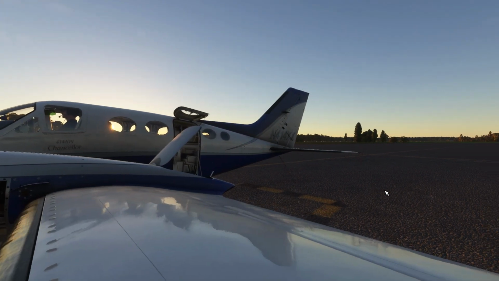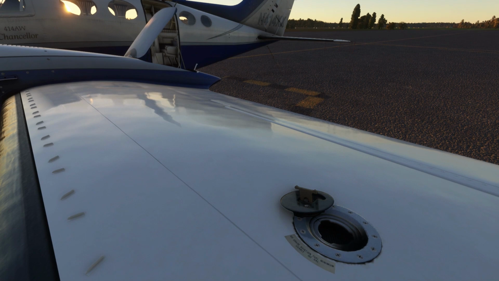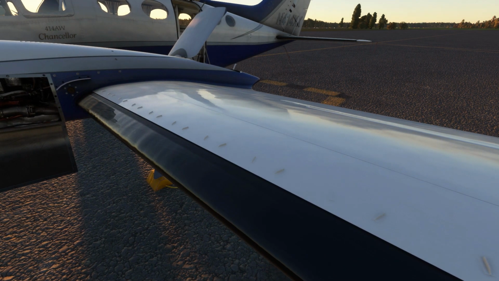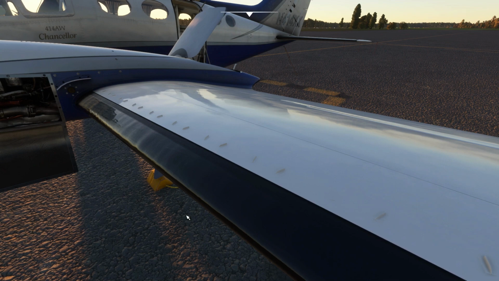Okay, so let's look at the fuel. So 100 grade aviation fuel, minimum usable 102 gallons per tank, so that's okay. These are vortex generators. They re-energize the air over the wing, especially in high angle of attack.